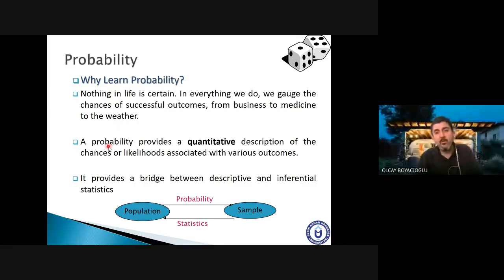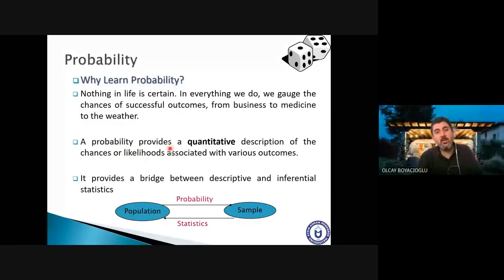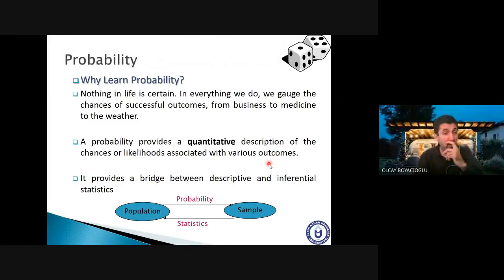A probability provides a quantitative description of the chances or likelihoods associated with various outcomes. Outcomes means buna ne diyebiliriz? Olay, yani ortaya çıkan sonuç. Yeah, outcome, maybe sonuç would be a better description. And it provides a bridge between descriptive and inferential statistics.